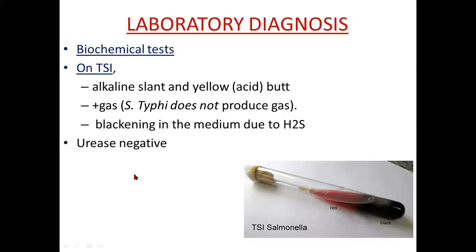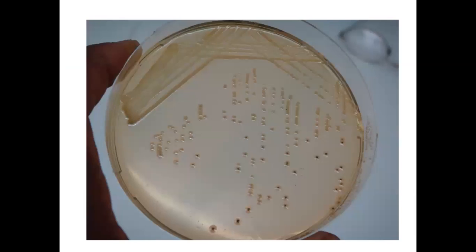Other tests that will be introduced to you is the urease test, where again, Salmonella lacks this enzyme, the urease, which is important in breaking down some of the urea or nitrogen factors. So it lacks that enzyme. So if you do a urease test, it will be negative.